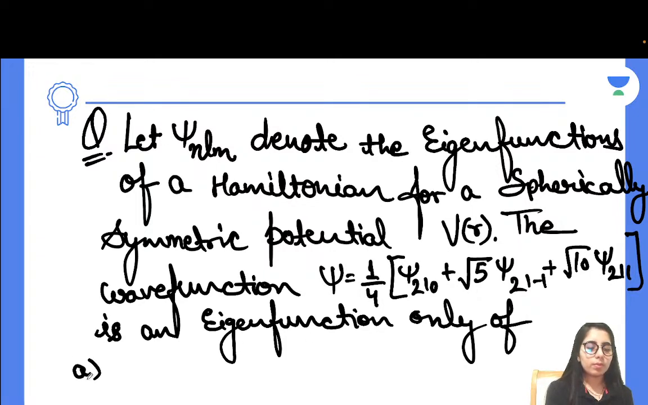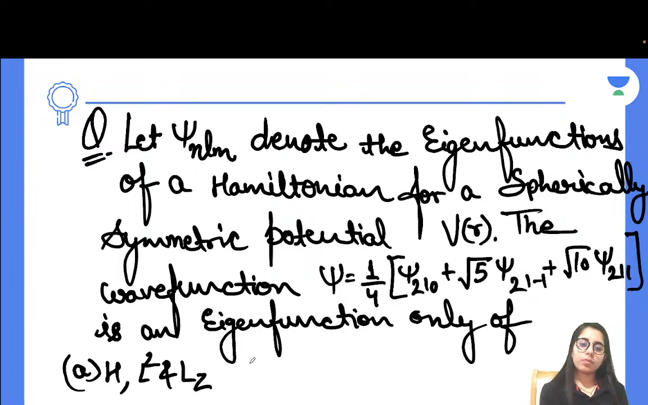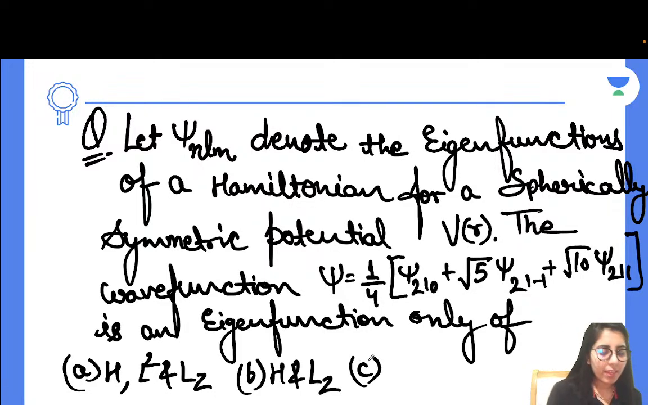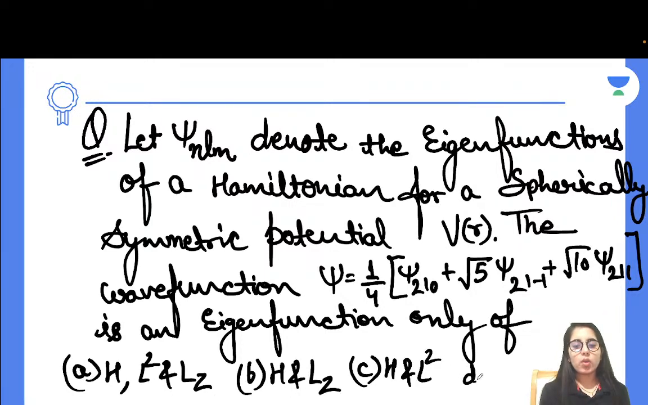The options are: H, L² and Lz. Next one is H and Lz. Next one is H and L². Next one is L² and Lz.